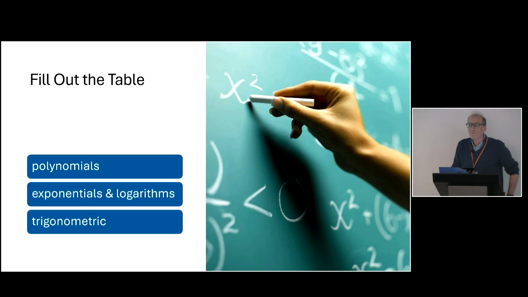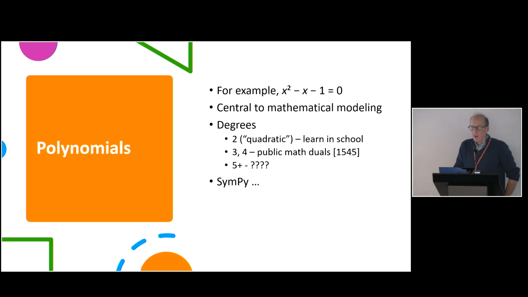So let's fill out the rest of the table, starting with polynomials. A polynomial is an expression, for example, x squared minus x minus 1 equals 0. It is probably the most fundamental family of equations for mathematical modeling. We describe a polynomial by the highest exponent in the equation. So degree 2 is called a quadratic. If the highest exponent is a 3 or a 4, that's of course more complicated.